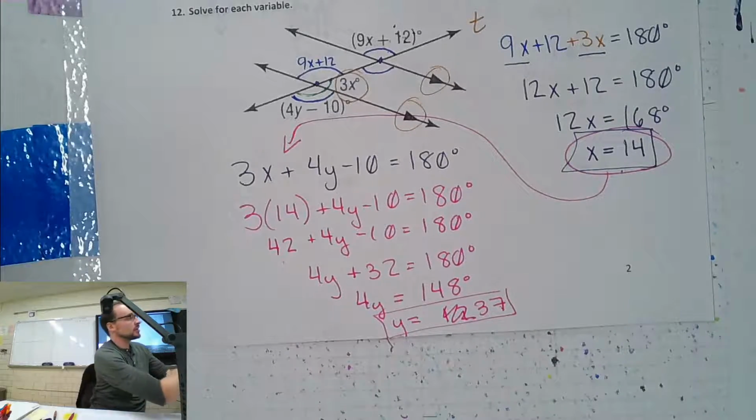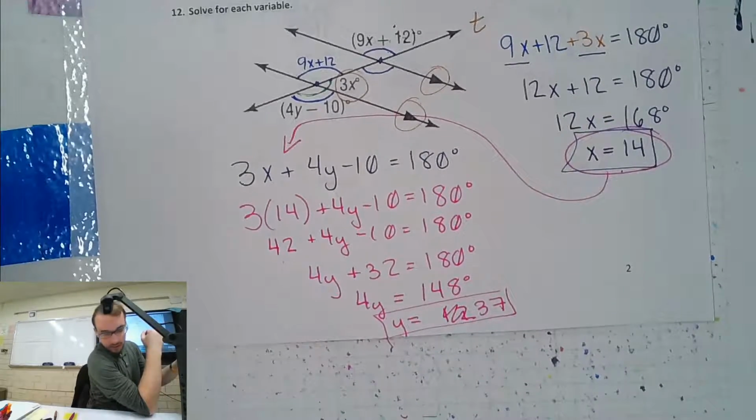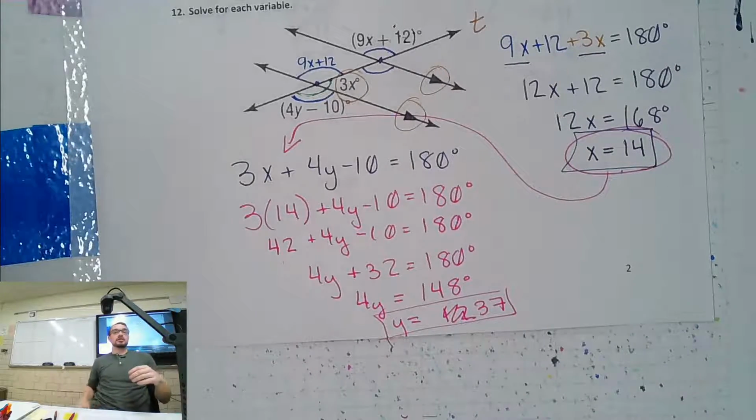Are you asking about the right side? 4y minus 10. 4y minus 10 is equal to 138. Oh, yeah, definitely. I said there's a couple ways to do it. Corinne came up with one.